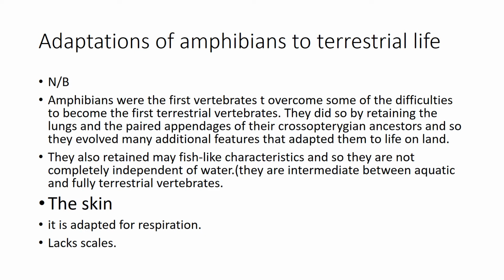From there, we are going to look at the adaptations of amphibians to terrestrial life. A point to note is that amphibians were the first vertebrates to overcome some of the difficulties to become the first terrestrial vertebrates. They did so by retaining the lungs and the paired appendages of crossopterygian ancestors, and so they evolved many additional features that adapted them to life on land.